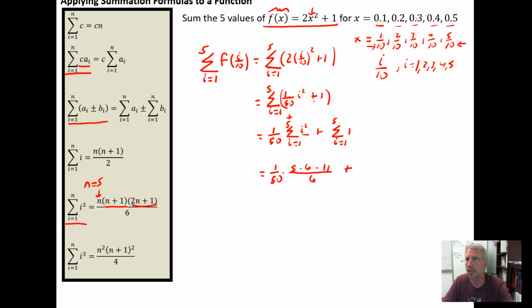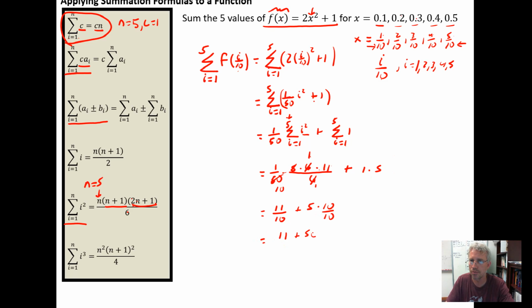plus, and then we're going to get the sum from i equals 1 to 5 of 1, but 1 is a constant, so we use this summation formula right here. The sum from i equals 1 to n of a constant is just the constant times n, so n is equal to 5. The constant is equal to 1, so we're going to get a 1 times 5 again, and then we can simplify some things here. So 6 goes into 6 once, and 5 goes into 10 twice. So it looks like we're going to get 1 times 1 times 11 over 10 plus 1 times 5 is 5. So we need a common denominator. We'll multiply by 10 over 10. So this is going to give us 11 plus 50 over 10, which is 61 over 10.